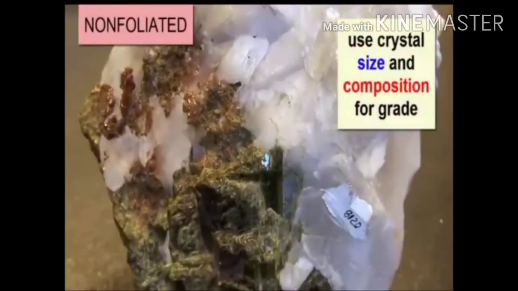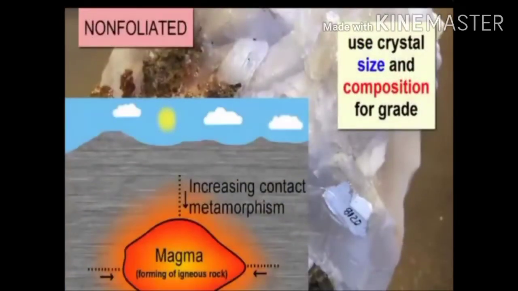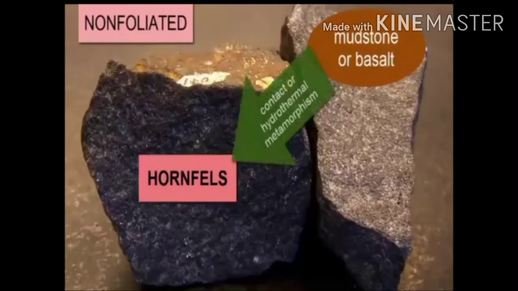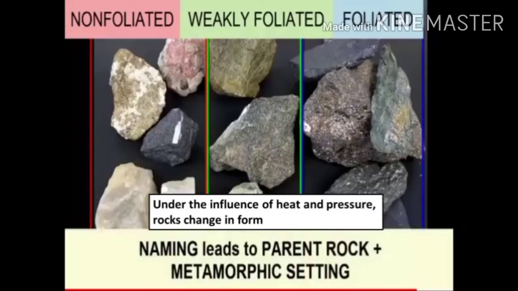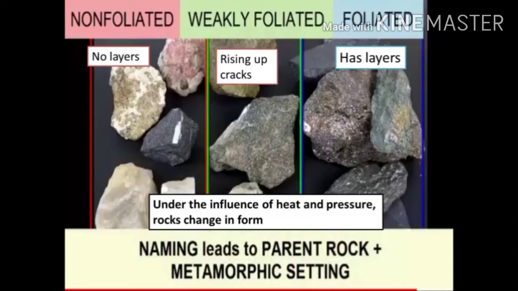From sandstone to skarn, they use crystal size and composition for grading. From mudstone or basalt to hornfels. And these are the non-foliated rocks, the skarn, hornfels, marble, and quartzite. They have the same metamorphic setting but different parent rocks. They are all under the influence of heat and pressure. That's why the rocks change in form. Foliated has layers, non-foliated has no layers, and weakly foliated has rising up cracks.